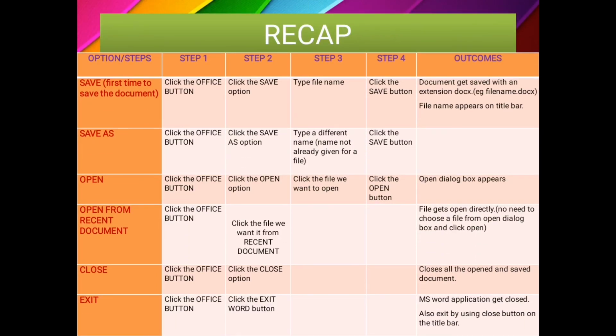Okay children, today's class, what are the things we have discussed? How to save a document, how to open a document, how to close a document, and what is the purpose of exit. Four things we have discussed today. To save a document, first click the Office button, then step two, click the Save option, type a file name, then click the Save button, and the document gets saved with the extension .docx. The dot we call a period. The file name appears on the title bar.